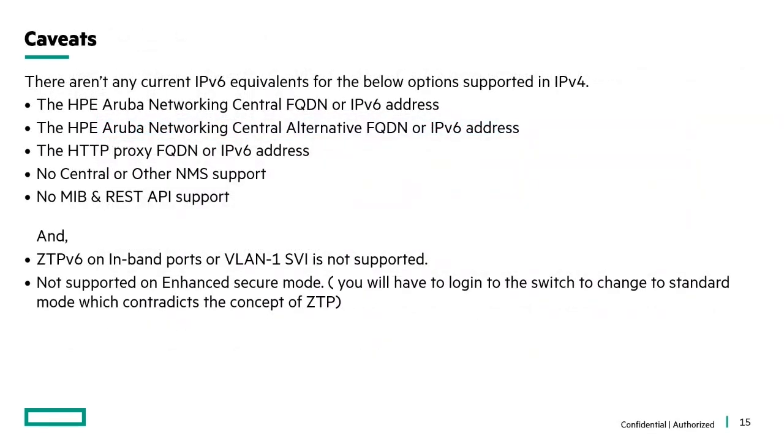So here are a few caveats. There are currently no IPv6 equivalents for the below options supported in IPv4. The first is central FQDN, followed by the alternate central FQDN or the IPv6 address, and the HTTP proxy FQDN or the equivalent IPv6 address. So no central support, MIB or REST API support is offered for this feature at the moment.